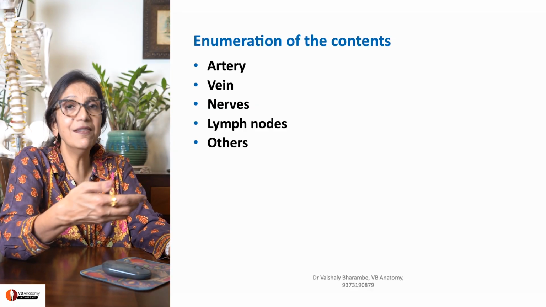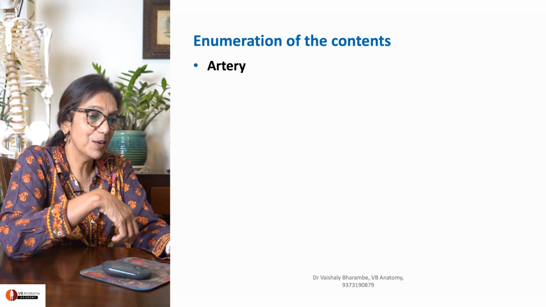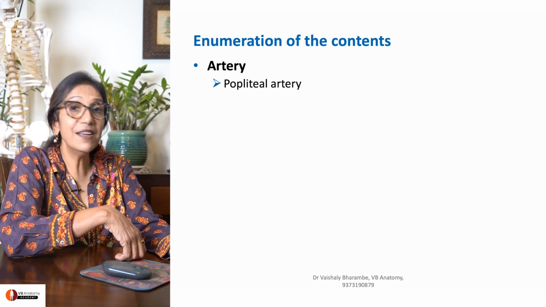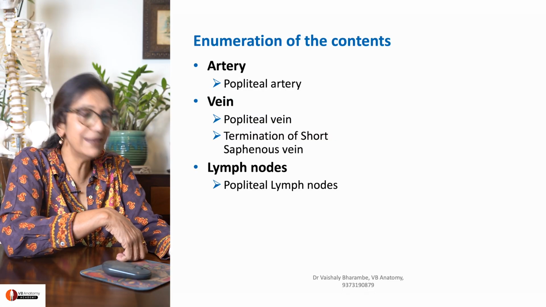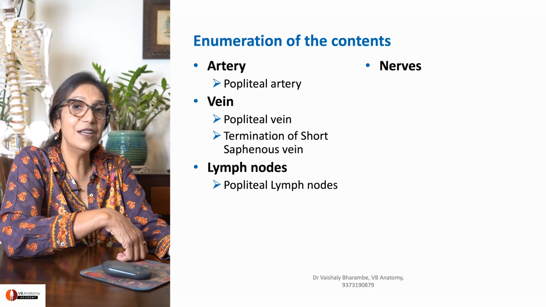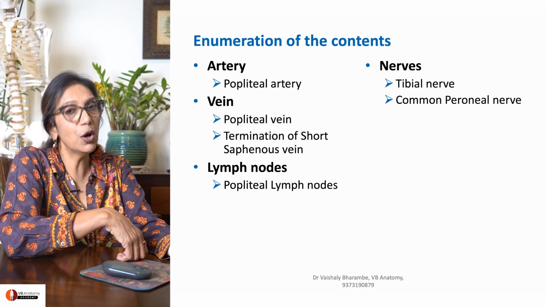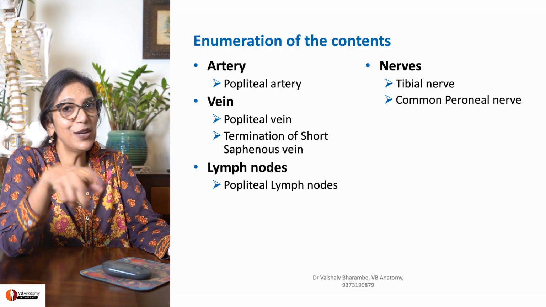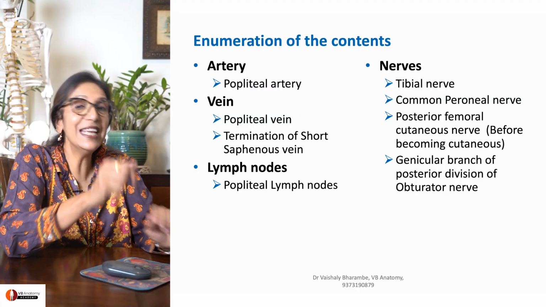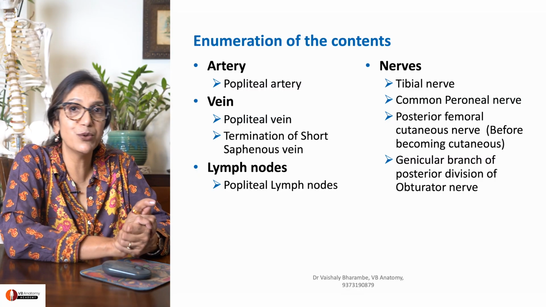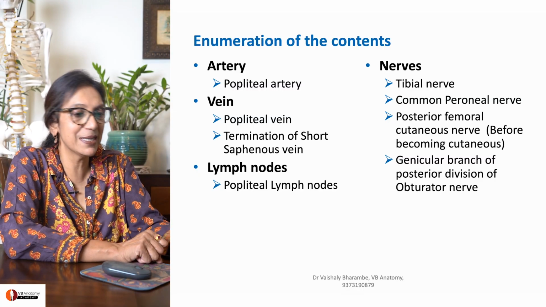Question is only which artery? Popliteal artery. Which vein? Popliteal vein. Which lymph nodes? Popliteal lymph nodes. Which nerves? Tibial nerve, common peroneal nerve. One nerve we already know: posterior femoral cutaneous nerve. Good. And genicular branch of posterior division of obturator nerve. This you will have to remember separately.